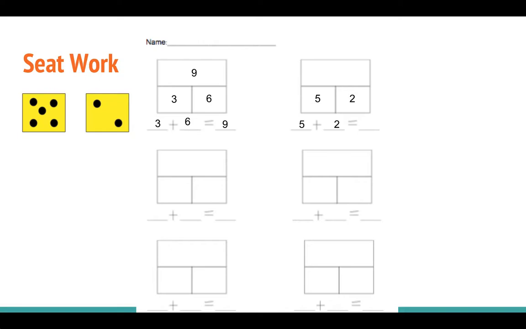Now I need to put those 2 parts together to find my whole, or to find what goes on the other side of the equal sign. So 5, counting on 6, 7. I know that 5 plus 2 is the same as 7. So that would be my whole. Your job is to complete all of those on the page, so taking turns rolling the dice, finding different equations to help you with your part whole box today.